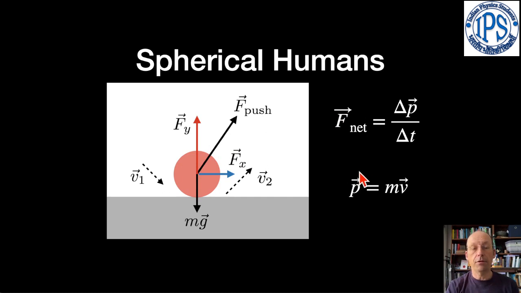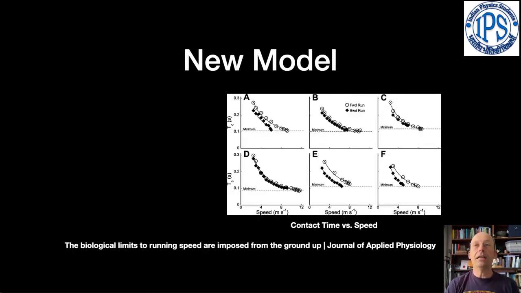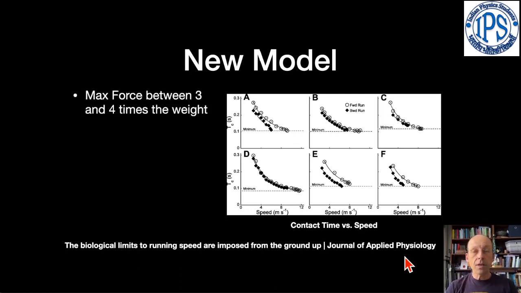And then we have the momentum principle. I don't even remember why it's there. Okay. So this is based on real data. So here's some real data. And here's the article from the Journal of Applied Physiology. So a couple of things that you can get from experimental data. Number one, when a human impacts with the ground, they can push on the ground, and so the ground can push on them with a force between 3 and 4 times their weight.